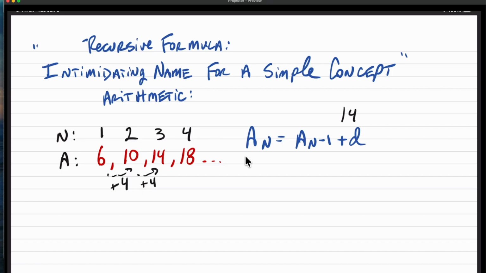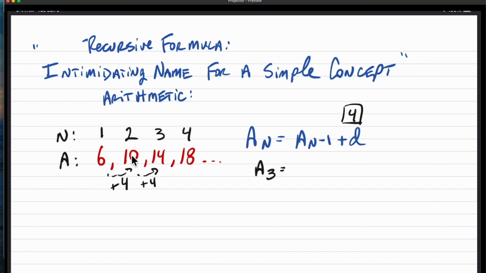Now look how simple this is. Look what this formula is saying. It's saying go to position n and look at its value. So let's pick position 3 right here. If you want to know the value at position 3, that's what a sub 3 means, what do you do? Well, you go to the position to the left of it. So you go to the value at the position to the left. How do you go left in math? You subtract. How do you go left by 1 in math? You subtract 1. So we're going to go to the a sub 2 position.